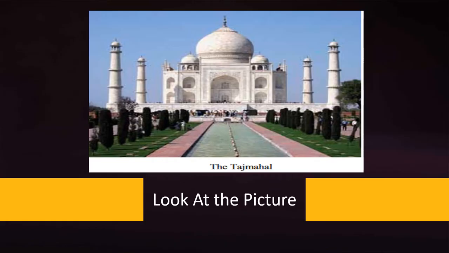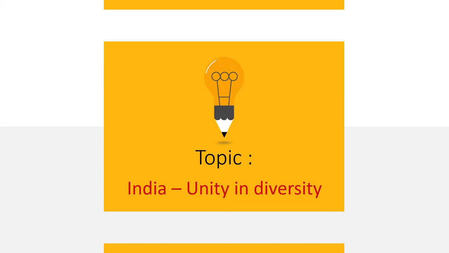So here is a picture. Dear learners, what can you see in this picture? Of course, this picture is about the Taj Mahal. You know the Taj Mahal, we read about it in class 6. So, where is the Taj Mahal situated? We all know that the Taj Mahal is in India. So, dear students, our today's topic is India.